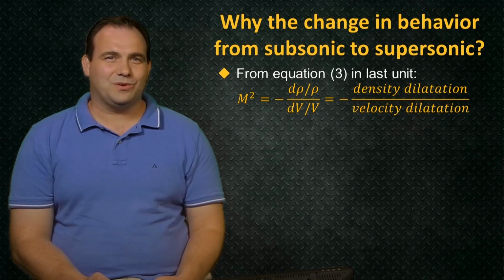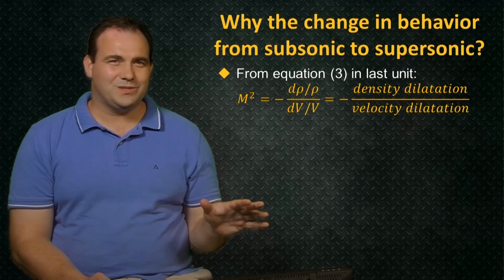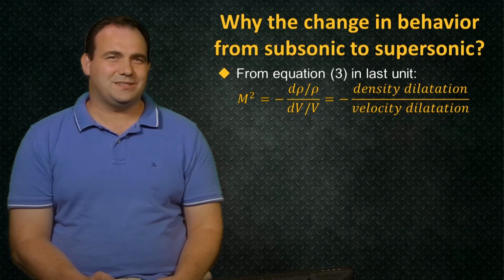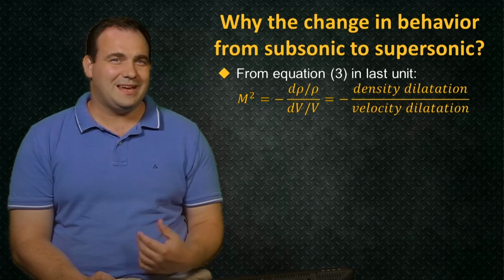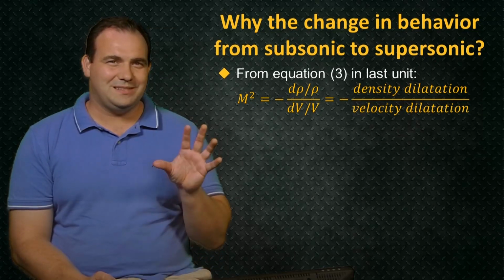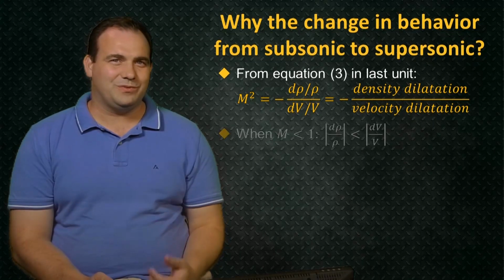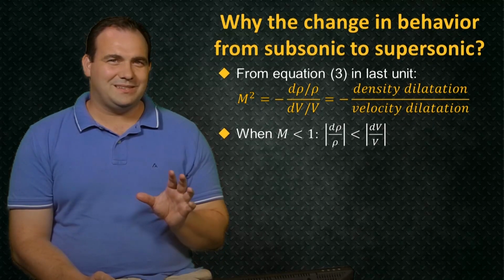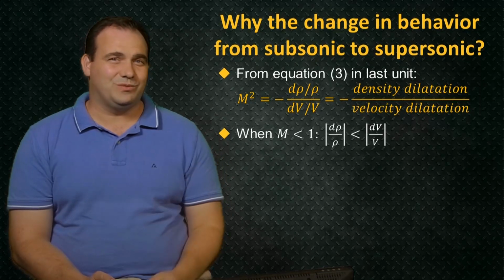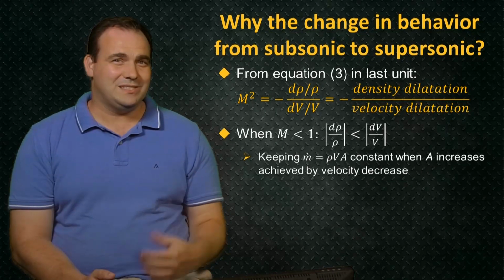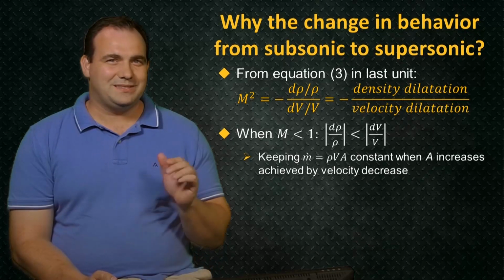Now we have a picture of how flows behave in converging and diverging geometries. But why does the character of a flow change when we go from subsonic to supersonic speeds? Let's make use of equation 3 from the last unit. We can rearrange this to show that the Mach number is equal to the negative of the ratio between the density dilatation and the velocity dilatation. This means that for subsonic flows, the magnitude of the density dilatation is going to be less than the velocity dilatation.